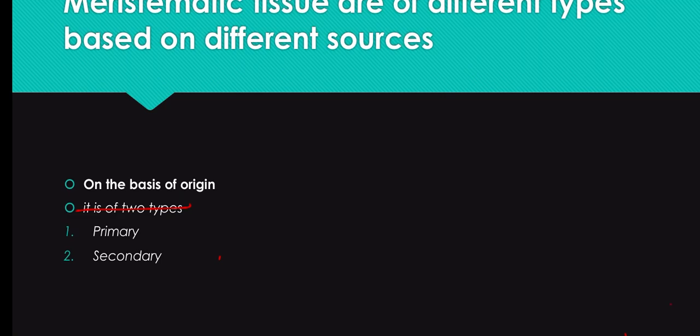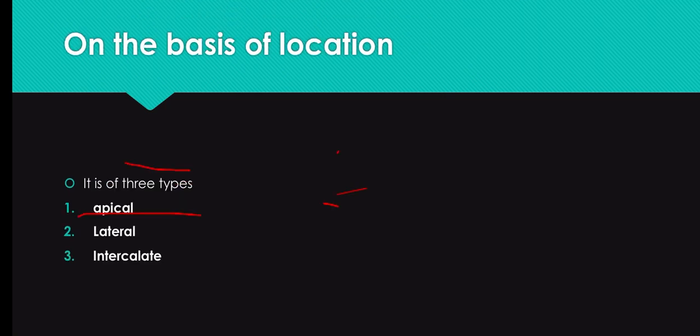Secondary meristematic tissue arises from the non-meristematic tissue by differentiation of permanent cells at later stages in life. For example, cork cambium and interfascicular cambium. On the basis of location, it is of three types, that is apical, lateral and intercalary.